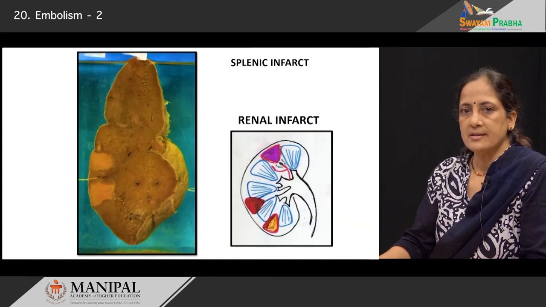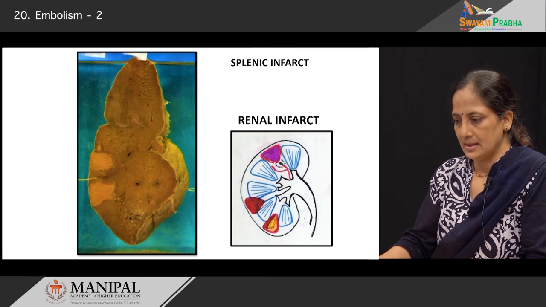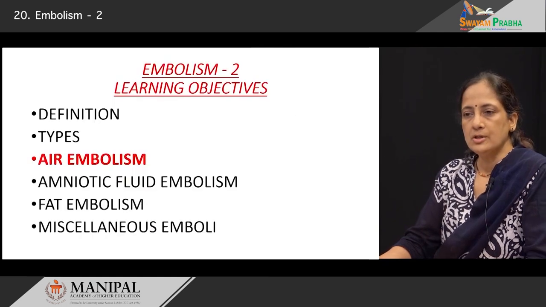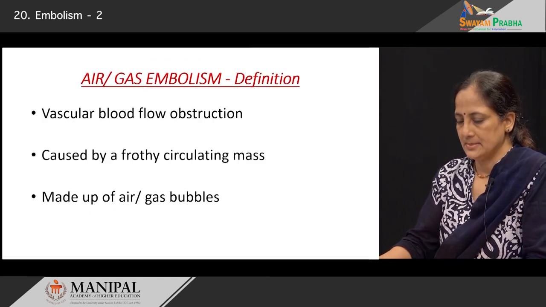Similarly, infarction can occur in many other organs like the kidney, the liver, the brain, the placenta, and so on. We will now look at some of the other types of emboli. The first being air embolism.